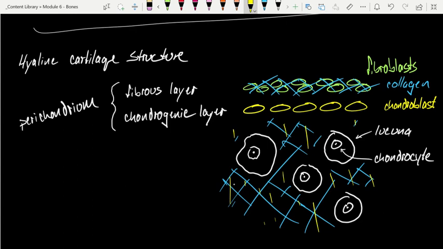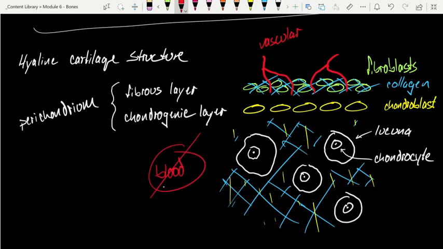Now, there's a couple of things worth noting. Number one, cartilage is avascular. This is why it takes so long to repair. It doesn't have a really good source of nutrients. The outer perichondrium is vascular, but that's where it stops. Down here in the cartilage itself, no blood.